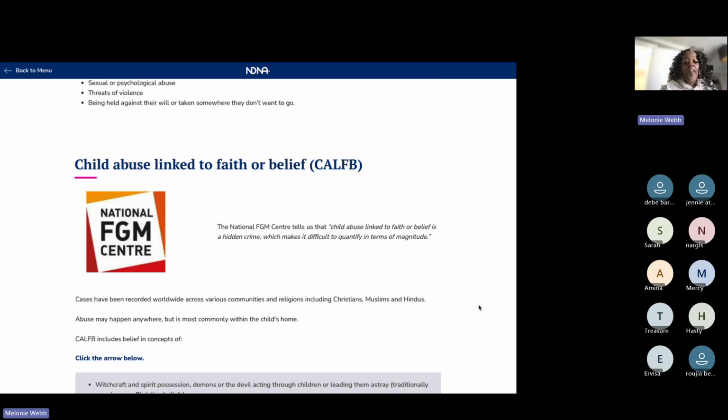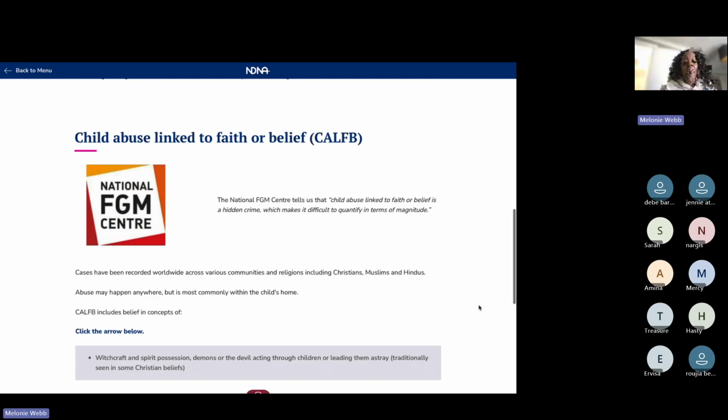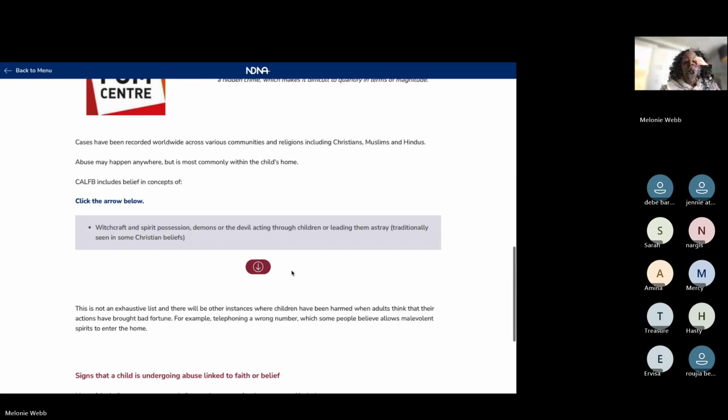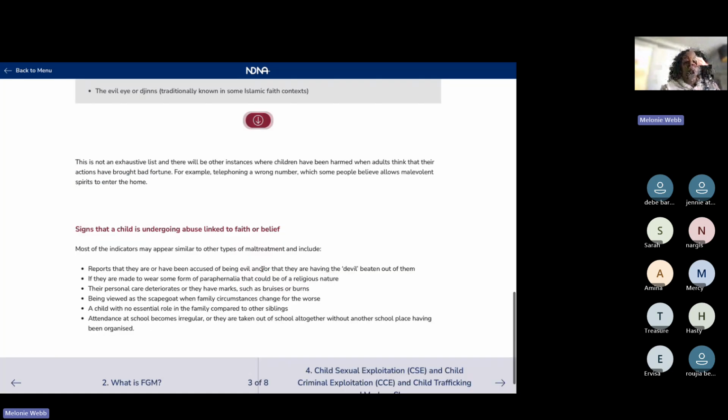Child abuse linked to faith includes belief concepts of witchcraft, which is the spirit and possession of demons and devil acting through children or leading them astray, which is often seen in Christian beliefs. It's not an exhaustive list, and there'll be other instances where children have been harmed when adults think that their actions have brought bad fortune. For example, telephoning a wrong number, which some people believe allows malevolent spirits to enter the home. Wow.